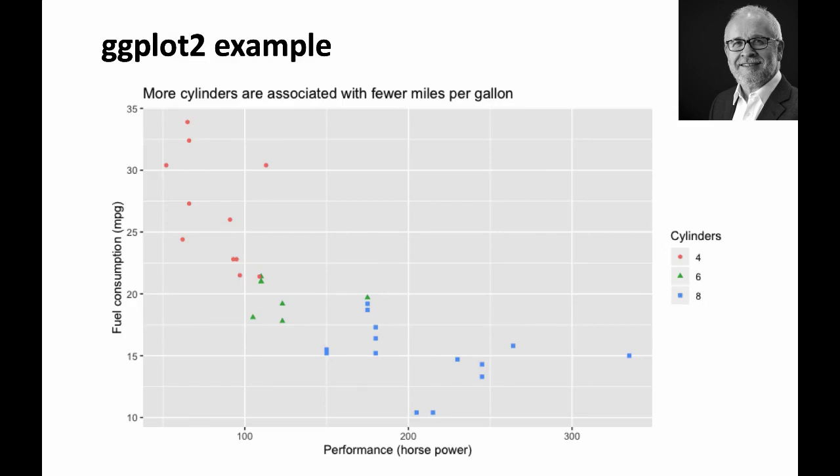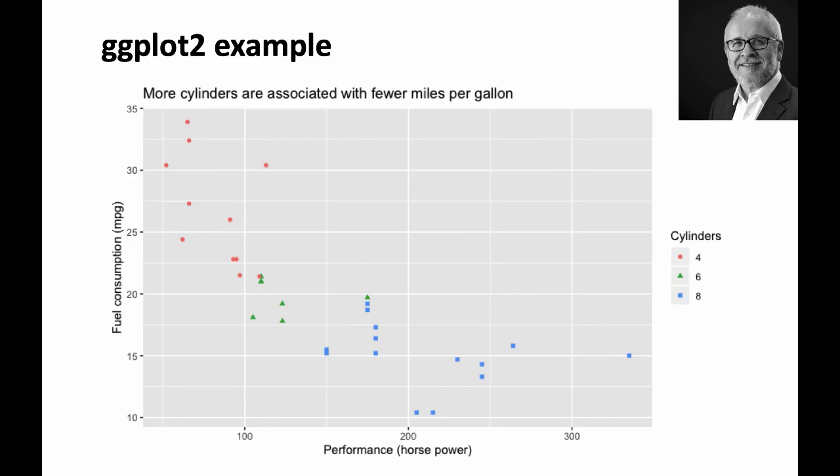We've got a chart where on the left hand side we've got fuel consumption, and along the bottom we've got performance, which is horsepower, and we've asked it to color code and shape code the cylinders. So all the red cars have got 4 cylinders. They have less performance and they have better fuel consumption.